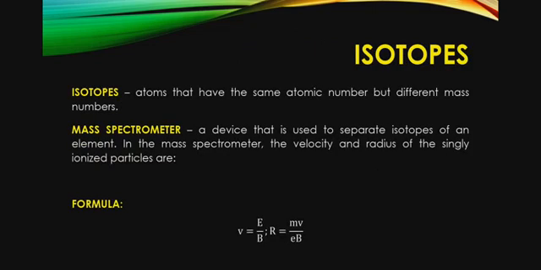Next is isotopes. Isotopes are atoms that have the same atomic number but different mass number. Chemistry din to. A mass spectrometer is a device that is used to separate isotopes of an element. In the mass spectrometer, the velocity and radius of the singly ionized particles are given by the formula.